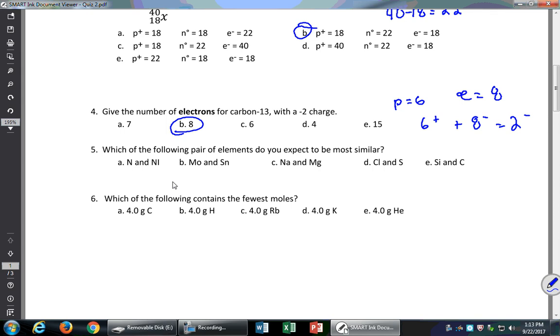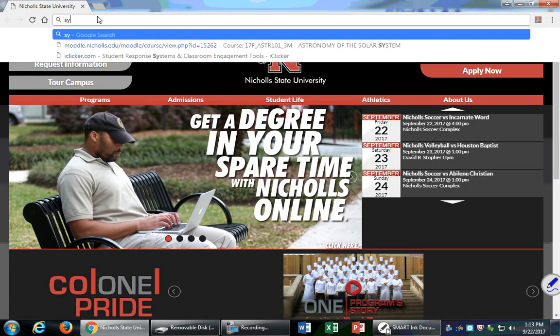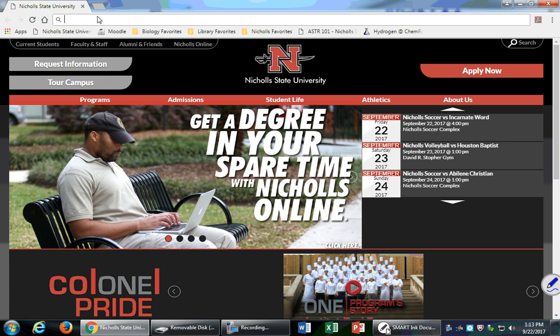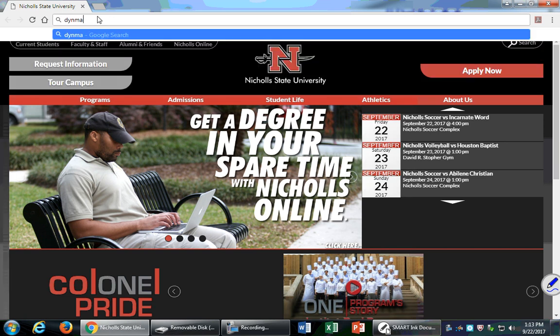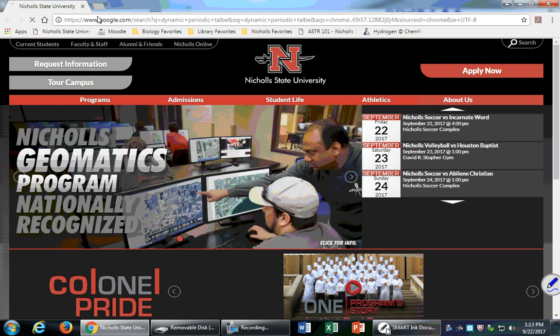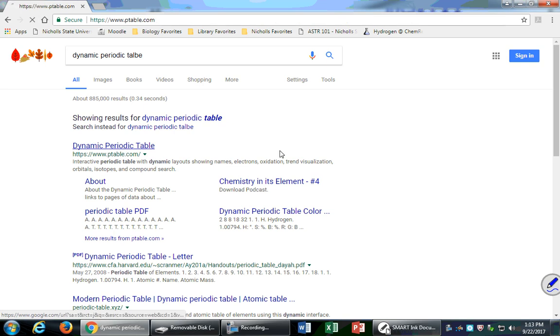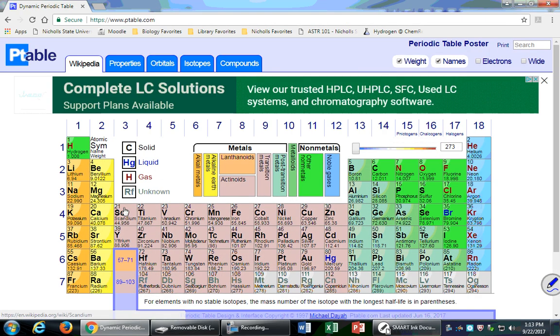Here, which of the following pairs are most similar? Let's look at our periodic table. Elements that are in the same column are most alike.